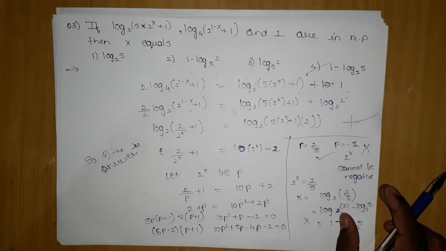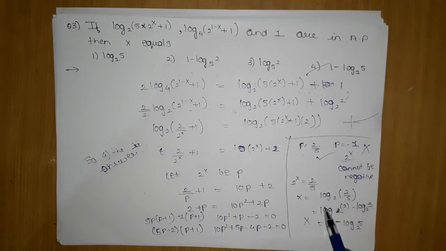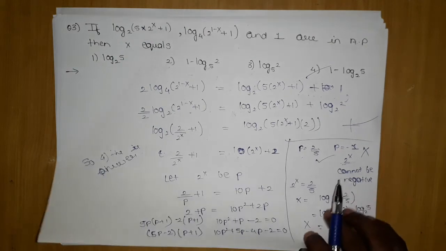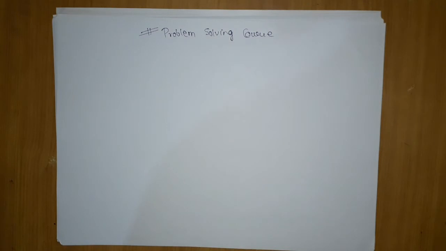So we are done with this problem, and since we know that this cannot be negative, we substituted the value and got this value. Okay, now let's move on to the next problem. The next problem is like this.